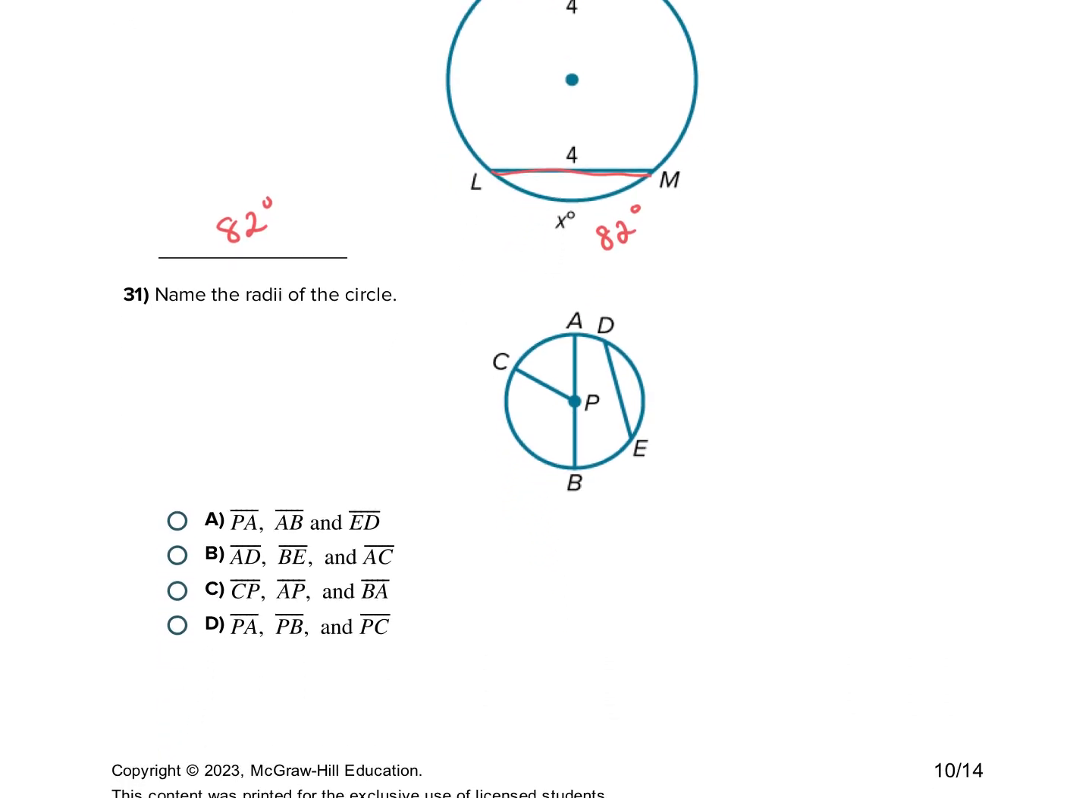Here you're just asking to name the radii of the circle. So remember, the radius is any line from the center to the outer edge. So you have AP, CP, and PB. Or PA, PB, and PC, which is option D.